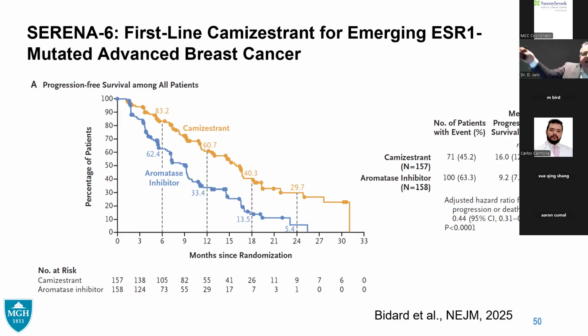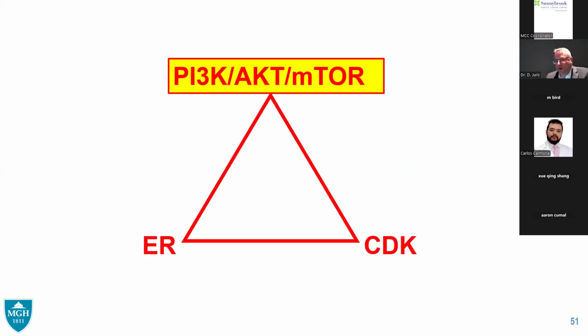Actually, SERENA-6 said, no, we're not going to wait. We're going to change the ER backbone to camizestrant, and this is what this strategy has resulted in. It actually works. Now, as a statistician, you can kind of go after this study all sorts of ways. But if you actually look at the entire biology that informs this strategy, I find that this is going to be the right strategy. We're going to have more and more of this.